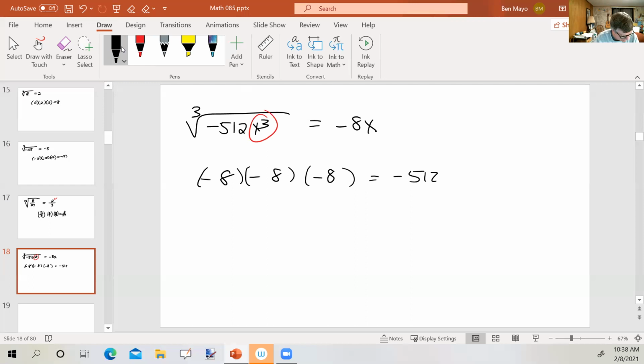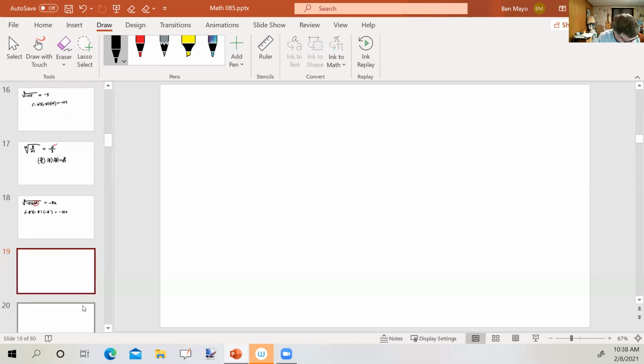Let's see here. How about this one? The cube root of negative 343 a to the 6th b cubed. Well, once again, I know it's going to be negative.